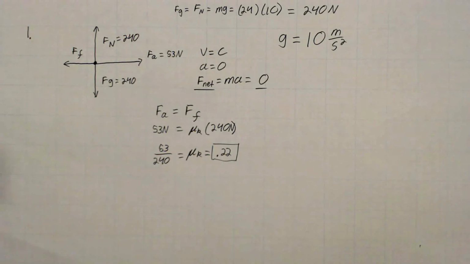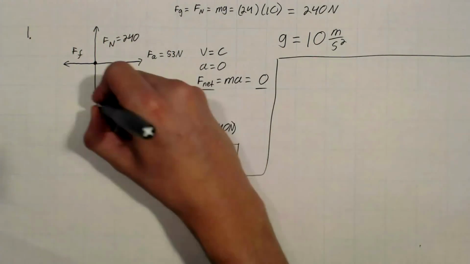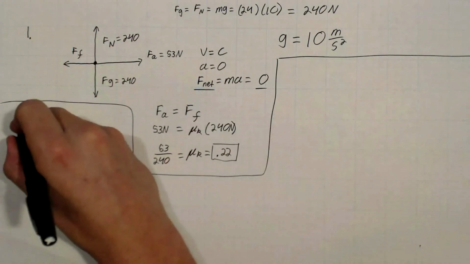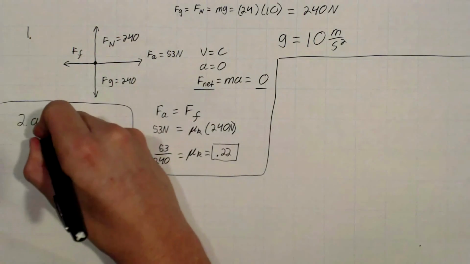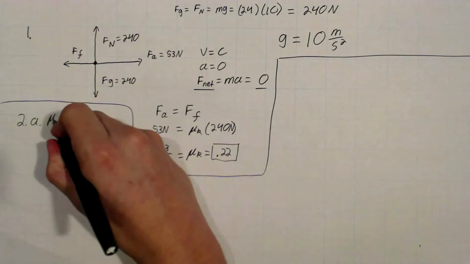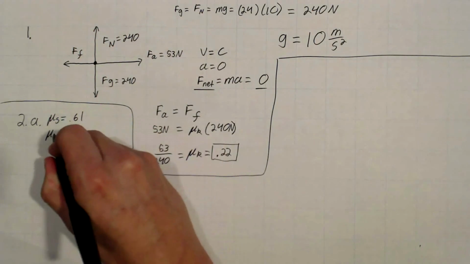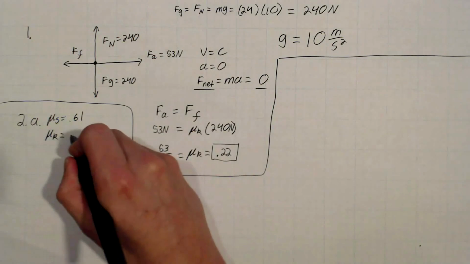And if we go and look, actually here, so go over here for 2A. If we go and look at the table on the previous page, it gives values for aluminum on steel. Gives you our static coefficient to be 0.61 and our kinetic coefficient to be 0.47.